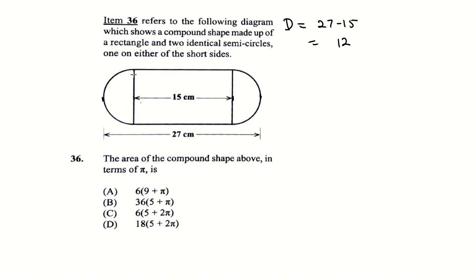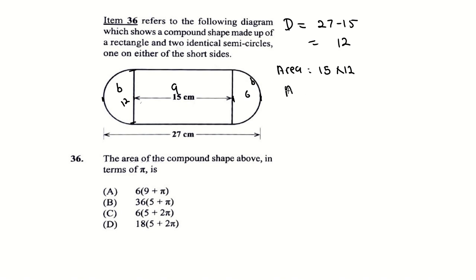So if the diameter is 12, then this is also 12, right? This length here is 12, and then from here to here would be 6, okay? So we know they want the area. The area would be 15 times 12 as the area of A, and then we'll call this B, right?